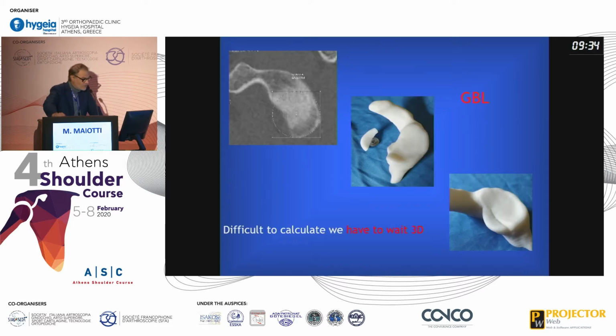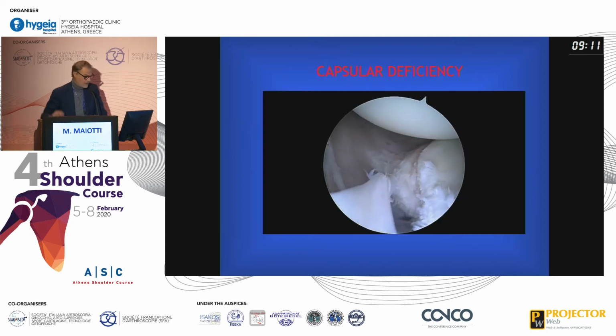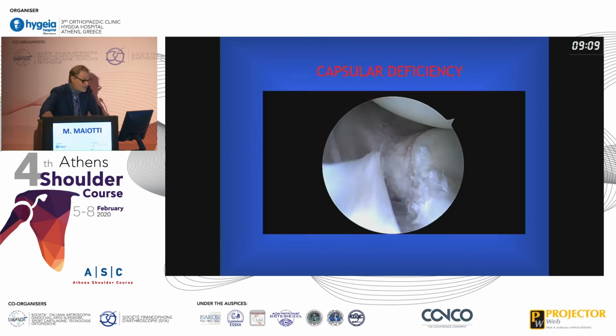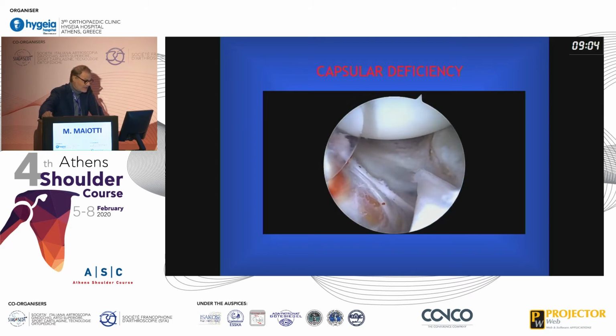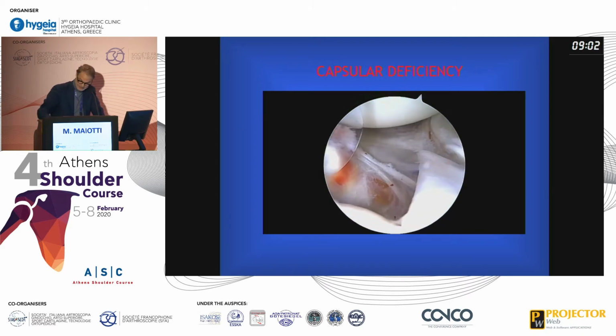Now, just to tell briefly, it's very difficult to calculate the bone loss. And the future is we have to wait for 3D. You see, this is a new software that automatically changes 2Ds into 3Ds, and you can have the bone loss directly printed. And maybe in the future you can use this piece of bone, custom made, on the defect. Then capsule deficiency. If you have a capsule deficiency, you have no good tissues anteriorly, and Bankart repair is going to fail.